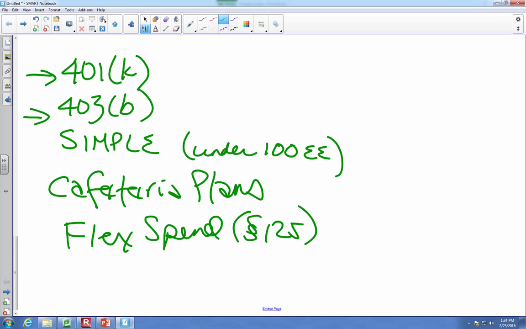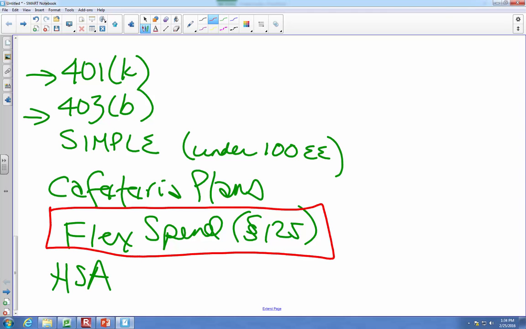There's flexible spending plans, which are also called Section 125, again, from the Internal Revenue Code. And there's health savings accounts. And that's not even all of them, but I think these are the only ones our book covers. This is the only one that is exempt from all taxes. And I think we talked about this before.